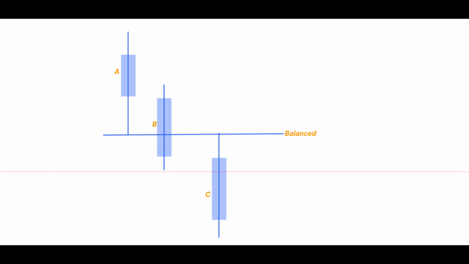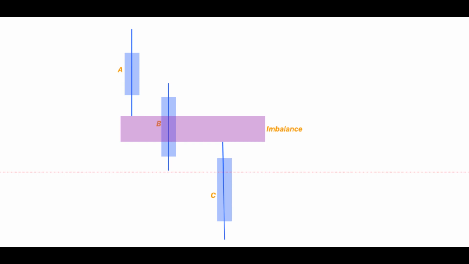Now let's look at what a balanced market looks like. In a balanced market, price makes contact on the chart through wicks. Example, candle A and candle C made contact through wicks. This shows that price is balanced in this pair at this point in time. While in an imbalanced market, there is a significant gap between candle A and candle C. This gap is what we call imbalance. It's a result of too many buyers or sellers in the market driving price in one direction.